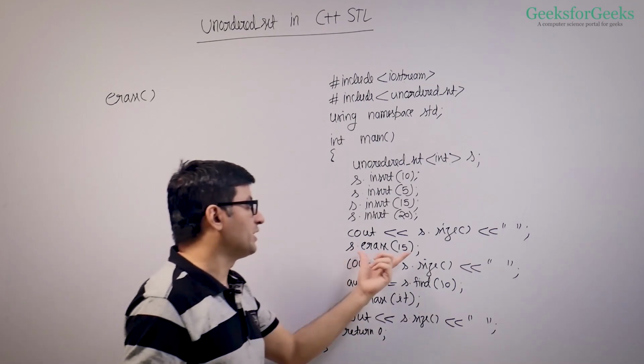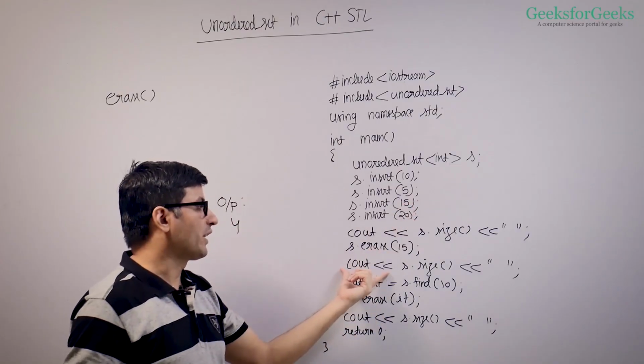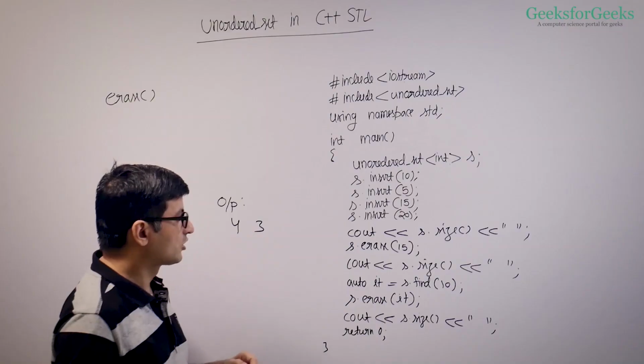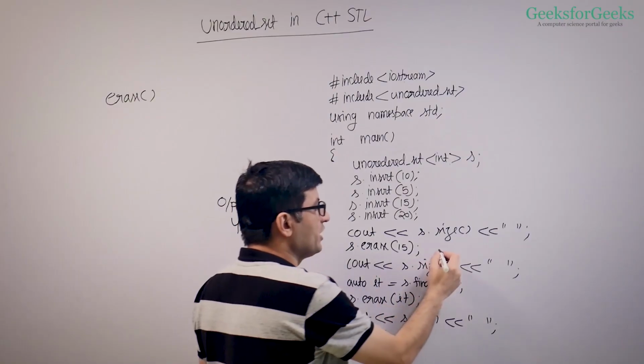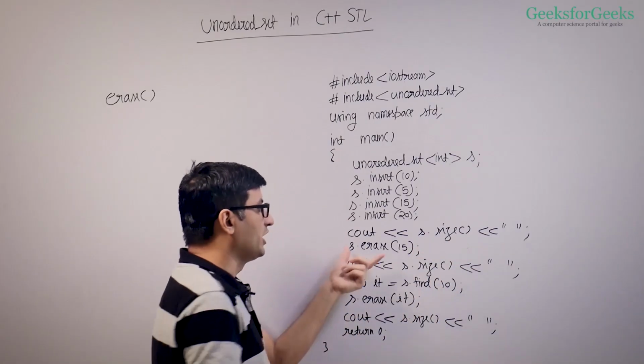Now I erase 15 from it. So 15 will go away. And after that, if I print the size, I'll get the size as 3. So this is one way of erasing, where we pass the element we want to delete.